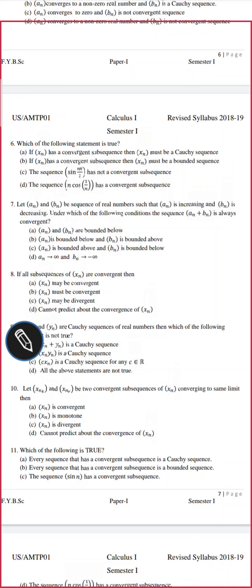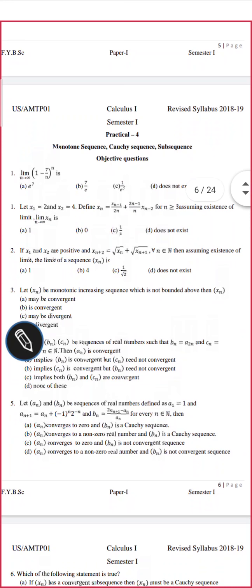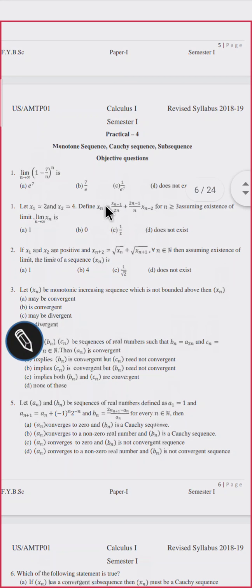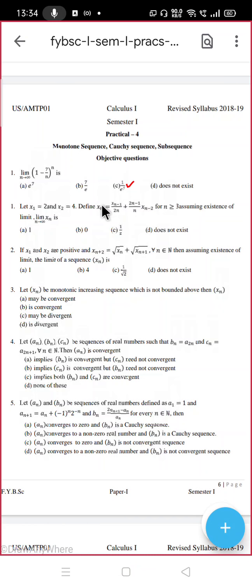It was actually, let us quickly put the answers of this. The first one was C. This was C. What about this one? Answer क्या था इसका? It was 0 ना? What about this? This was 4. Not bounded, that means it is divergent.